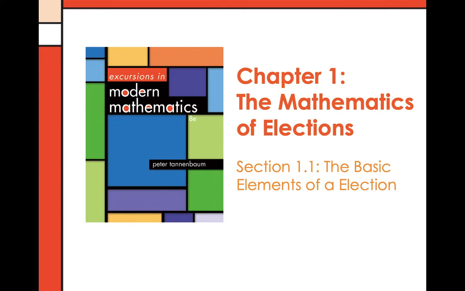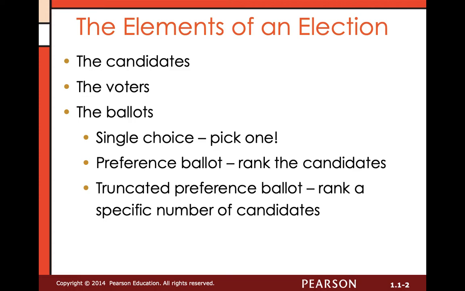In fact, chapter one, I think, is one of the most interesting chapters in the entire book, which is the mathematics of election. So in this first section, we're just going to be talking about some of the basic elements of an election. So first off, basic elements that you're going to have. Element number one is the candidates. Element number two is the voters. Element number three is the ballots.